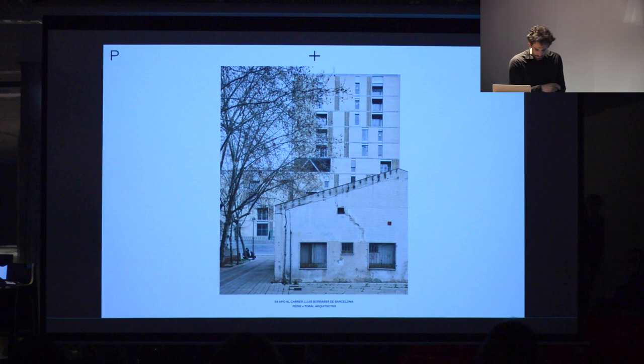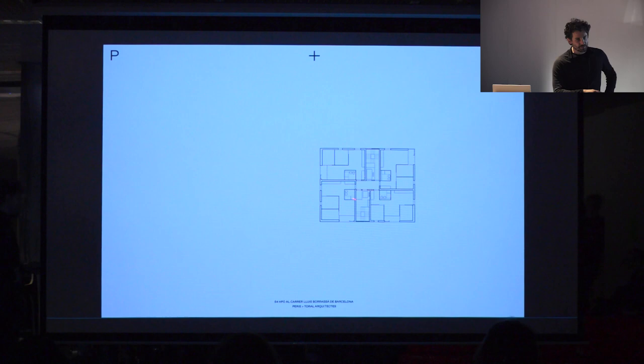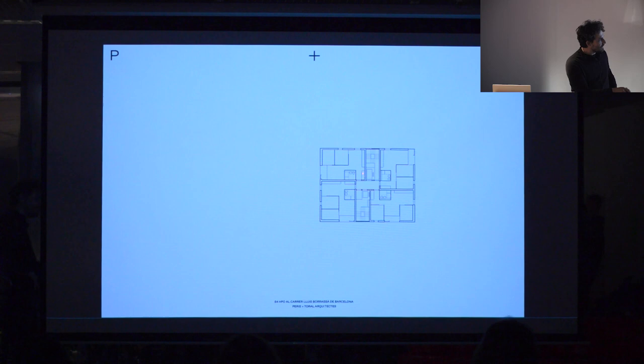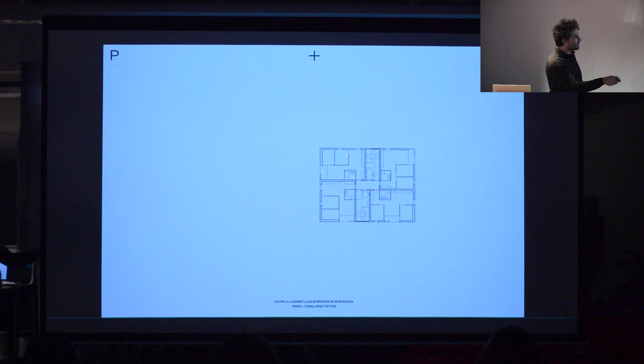And here is the first plan we did. We first of all solved the tower with the two stairs, with the special lift, and then with this special situation, we were able to have this cross ventilation because of the corner situation, and we can move the different equal rooms that we have here.